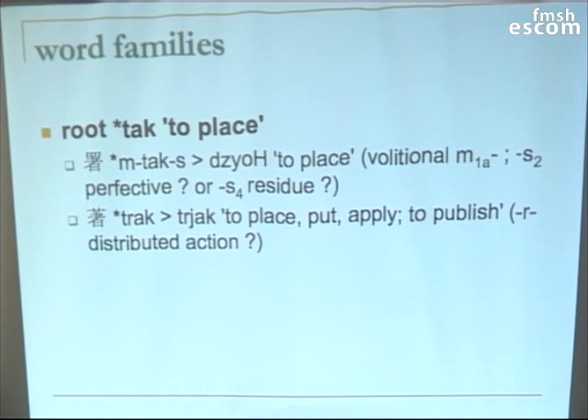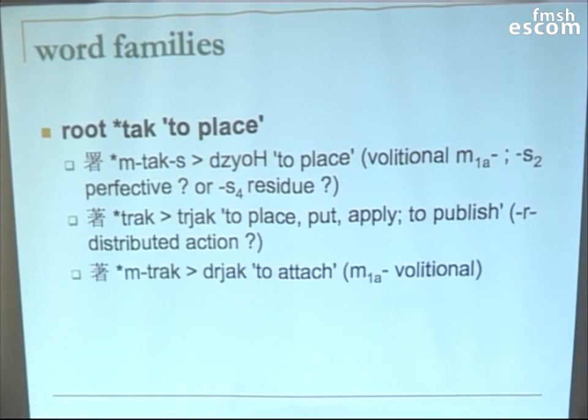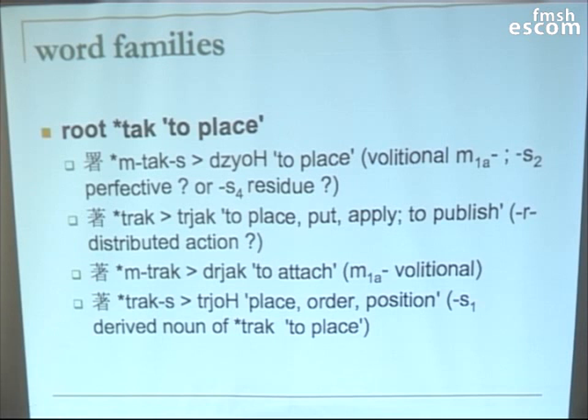Another one is drak, to put, apply, to publish, and we think R is there because you put, apply, publish a series of things like words in a text. Then mtrak is to attach, and that's volitional. That is presumably also volitional, so I don't know why it does not have the prefix, but okay, that's our hypothesis for the moment. At least the affixes we suppose fit the meanings. Their absence is not predictable.